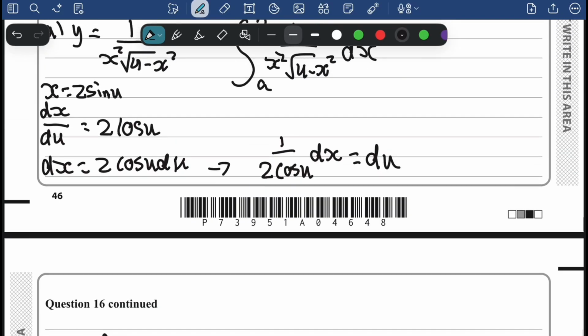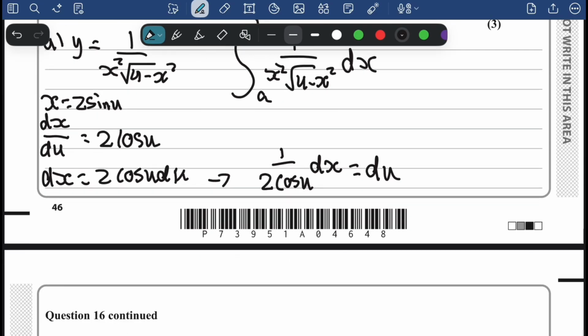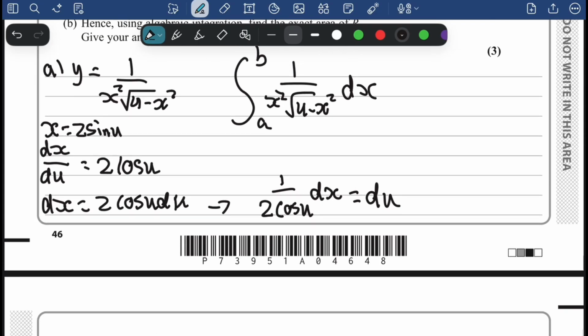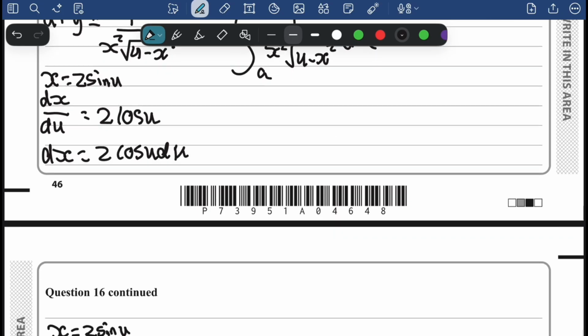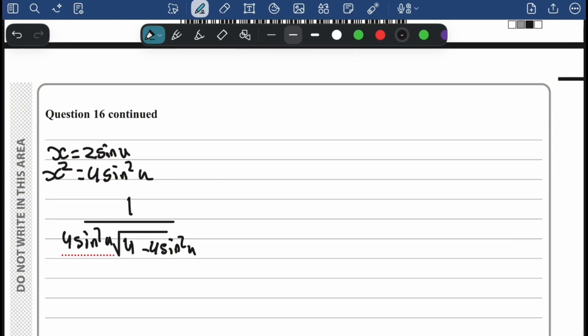And remember, sorry, this rearranging here we don't need to do. We're just going to multiply it by 2 cos u, right? Because dx equals 2 cos u du, so times by 2 cos u du.